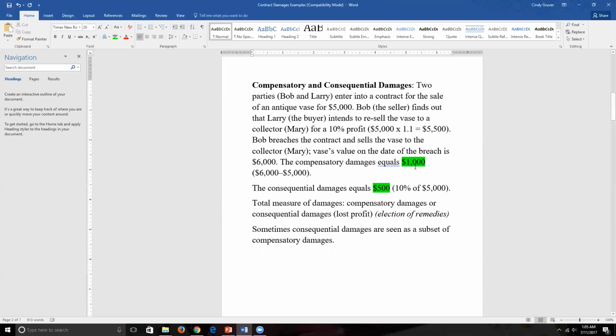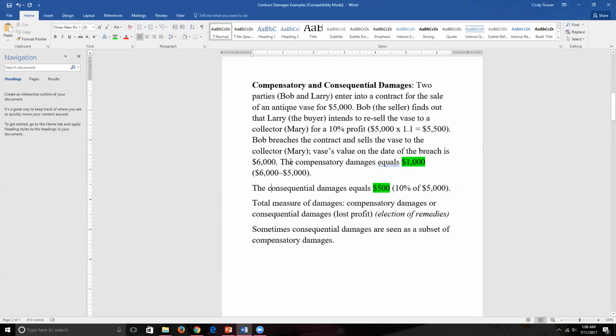The figure is larger. If we were to allow Larry to collect both, then you get $1,500. But there isn't $1,500 in this scenario. There's no way that Larry would have actually gotten $1,500. He might have gotten $500 if Bob hadn't breached. He might have even gotten $1,000 if he hadn't had that contract with Mary, because then he could have flipped the vase for $6,000 to another person, Teresa, we'll say.